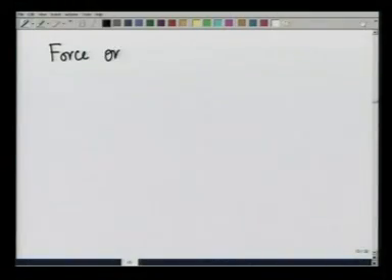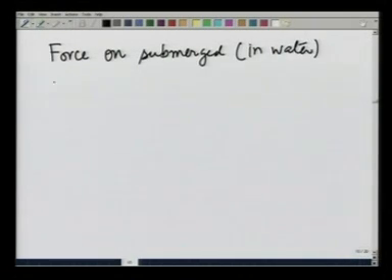Next, I want to consider a very specific problem, that of the force on submerged, let us say in water, objects due to the water pressure.